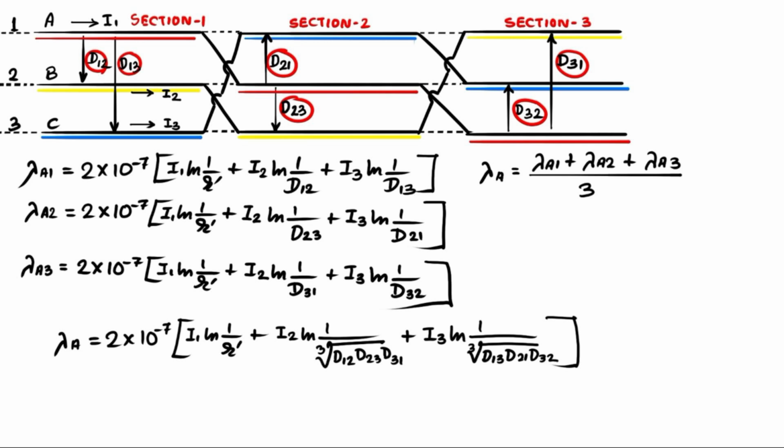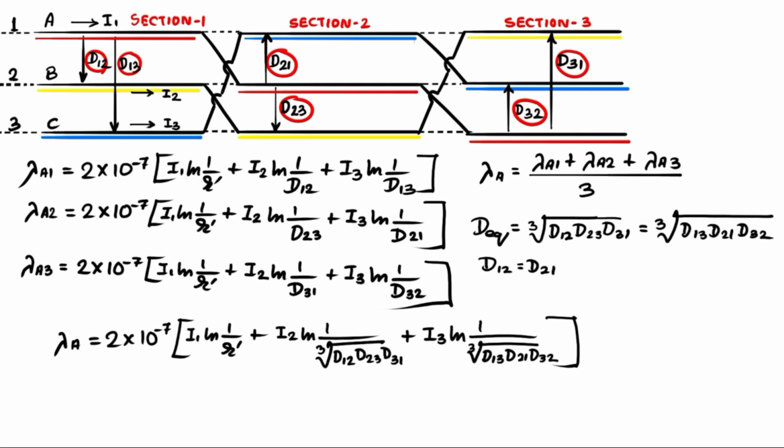Now, let us define a new quantity called the equivalent spacing or geometric mean distance, abbreviated as GMD. D equivalent is equal to the cube root of D12 multiplied by D23 multiplied by D31. This is also equal to the cube root of D13 multiplied by D21 multiplied by D32. This is because D12 equals D21, D23 equals D32, and D31 equals D13.